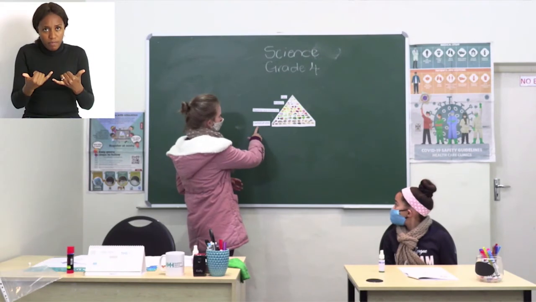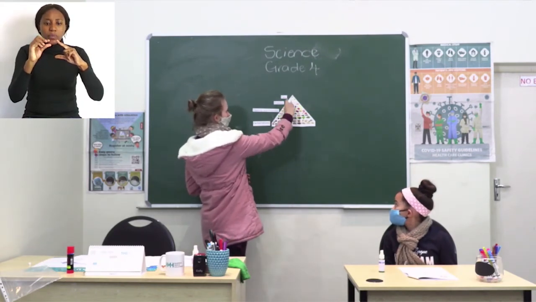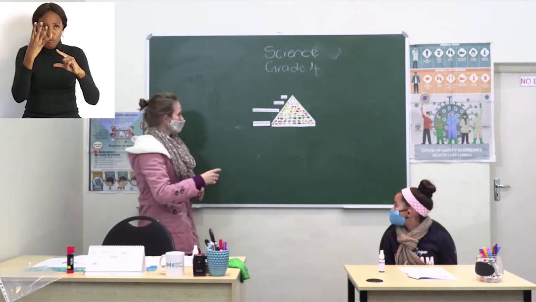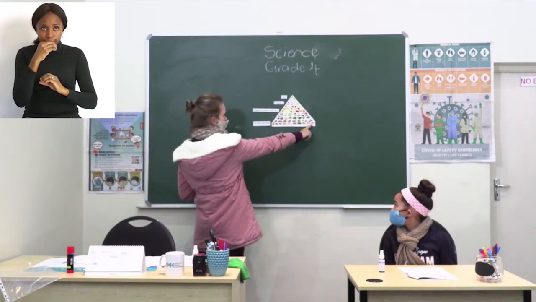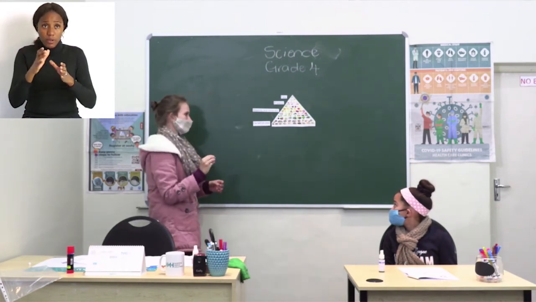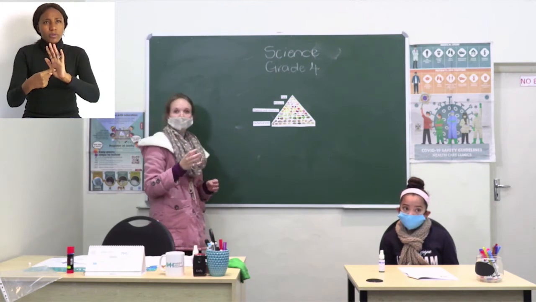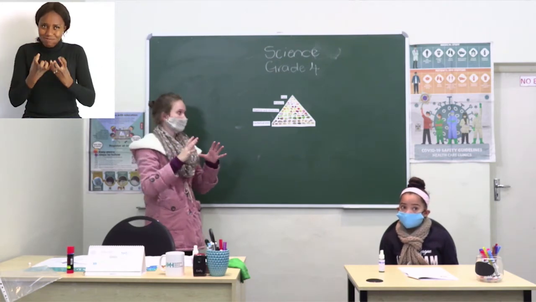So on this picture, you can see that it is a triangle with our 4 different types of food. At the bottom, we have carbohydrates. They fill the biggest space in the triangle. What this tells us is that our bodies need a lot of carbohydrates.